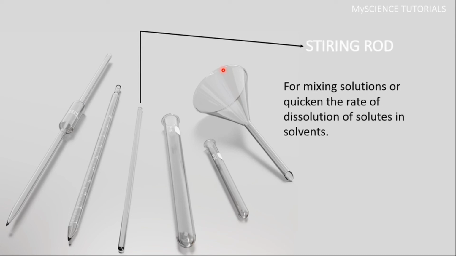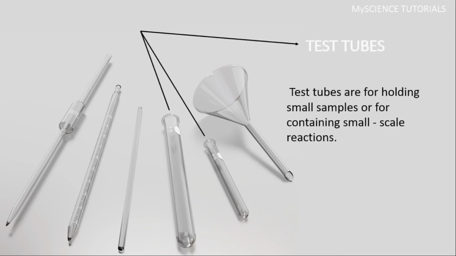Now we have the stirring rod. If you have a solution, maybe a solid and a solvent, and you want to quicken the rate of dissolution, you use the stirring rod to stir so that your solute can dissolve faster in your solvent. Also, if you are warming a solution and you want to distribute the heat evenly as the reaction proceeds, you need to use the stirring rod to stir.